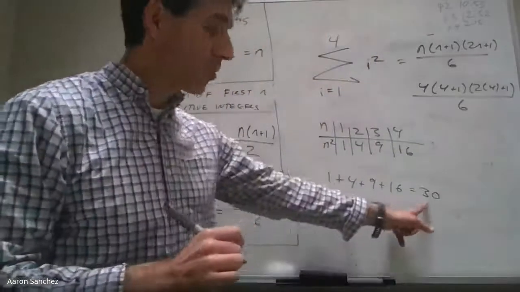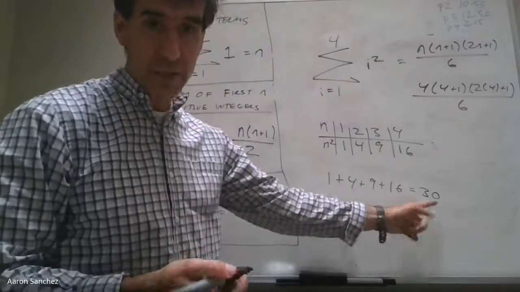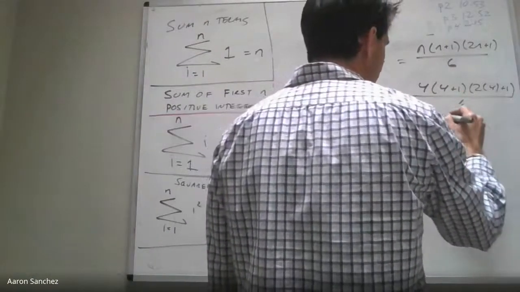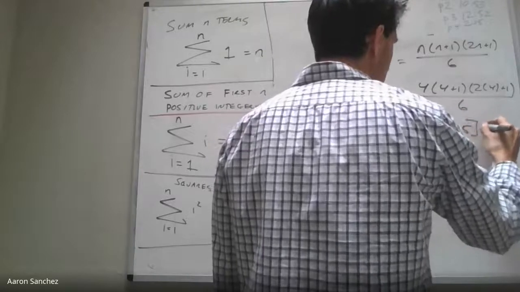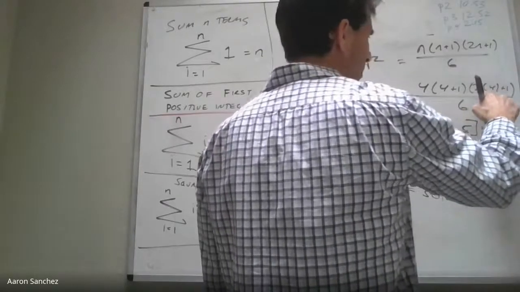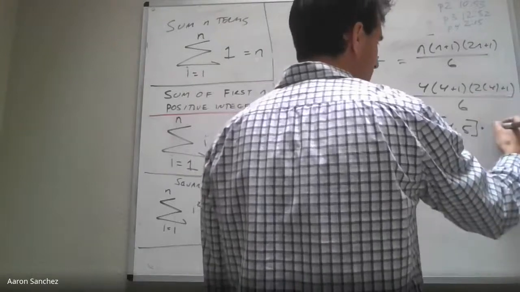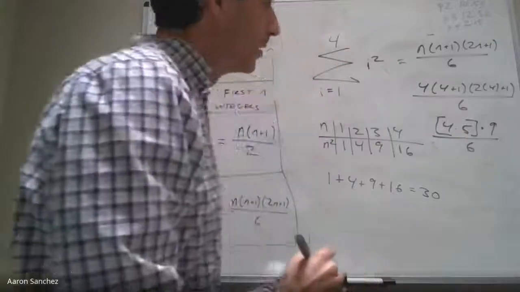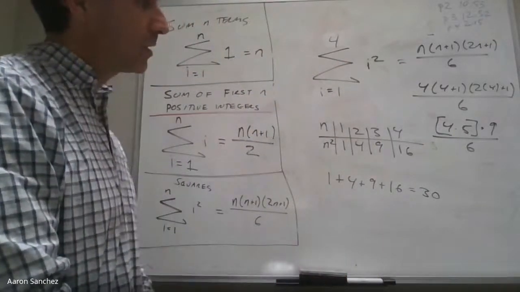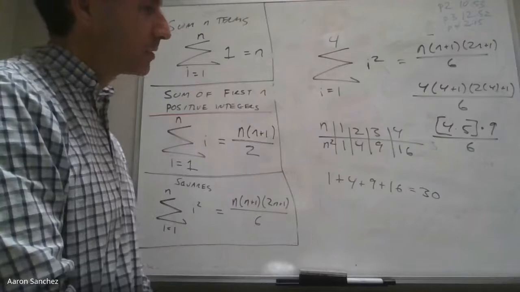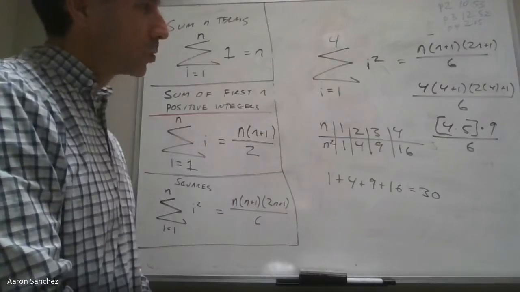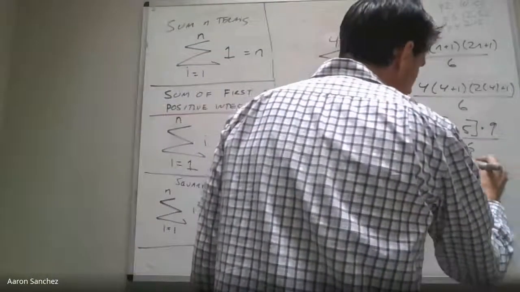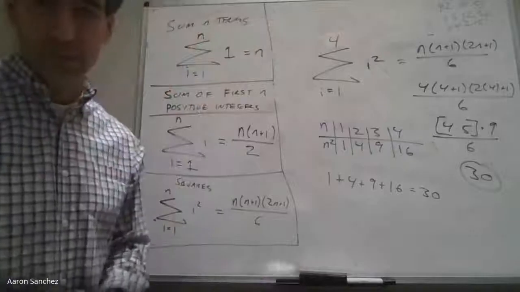Okay, so I should get 30 instead of adding them all up. Let's see if it works. 4 plus 1 is 5. 4 times 5 times 2 times 4 is 8, plus 1 is 9. All of that divided by 6. So 20 times 9 divided by 6. 20 times 9 is 180. Divided by 6 is 30. Boom. So that's the shortcut.